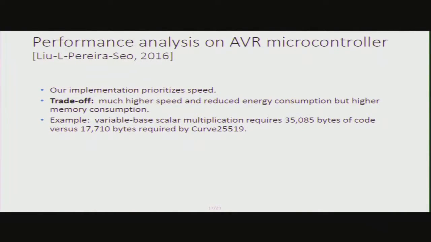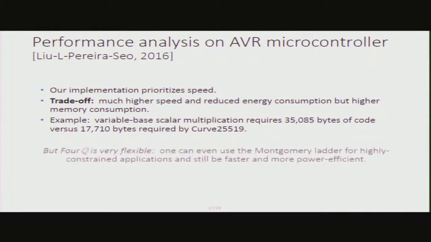Now, our implementation, as I'm showing, prioritizes speed and also low power consumption. So there is a trade-off, of course. We have higher memory consumption, and this is shown as an example here. Our variable-base scalar multiplication requires almost twice the memory size for code compared with the Curve25519 implementation. So depending on the application, you can balance or decide on what is best. In the case that speed, latency or low energy is more important, then 4Q gives an edge, a very important edge. But you have to balance depending on the application.